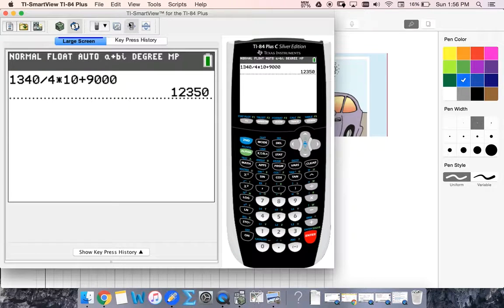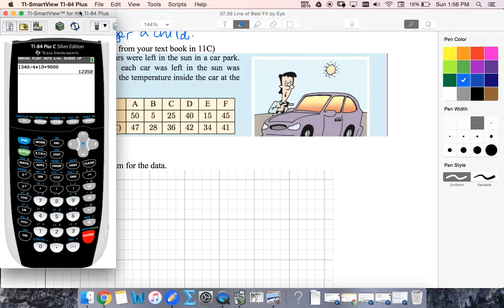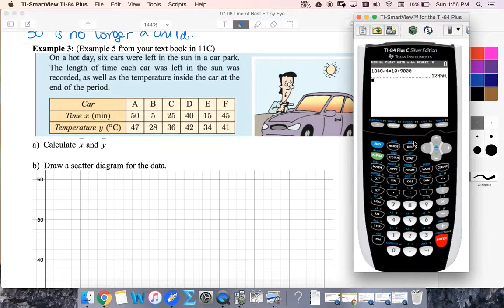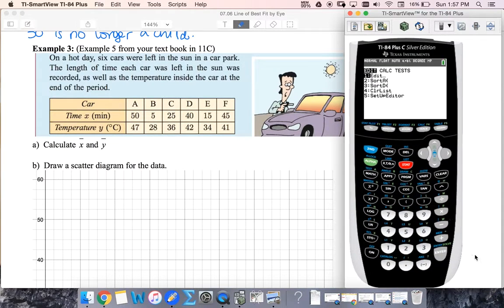So into my calculator, I'm going to actually turn that off. All right, so we want to go into stat, and then we want to edit our list. So I'm going to clear out both sets of data and put in my new data. So 55, 25, 40, 15, 45. And then I want to put in my new data, 47, 28, 36, 42, 34, 41.